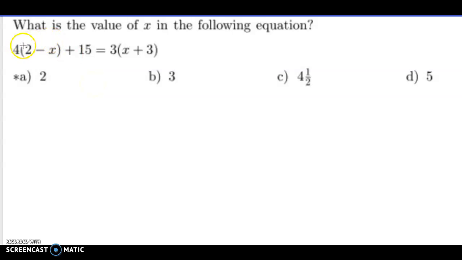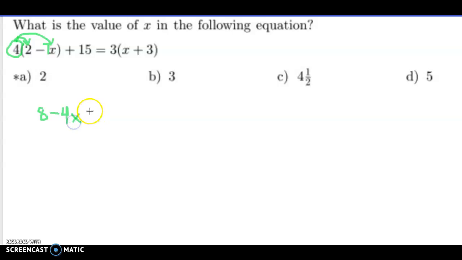Well, the first thing I'm going to do is take my 4, because I have to get rid of my parentheses, and I'm going to multiply it or distribute it by each term inside the parentheses. Well, 4 times 2 is 8. And then a positive 4 times a negative, remember there's a 1 here if there's nothing there. So 4 times negative 1x is negative 4x.